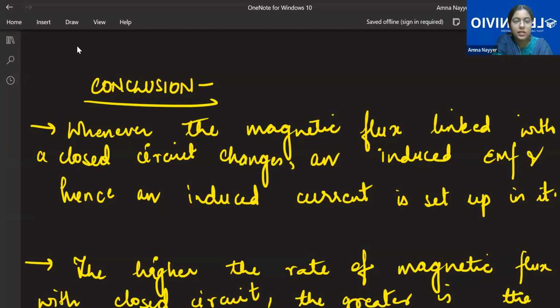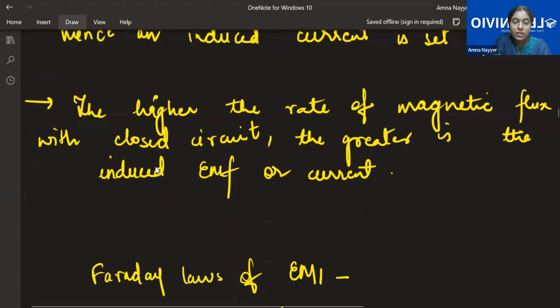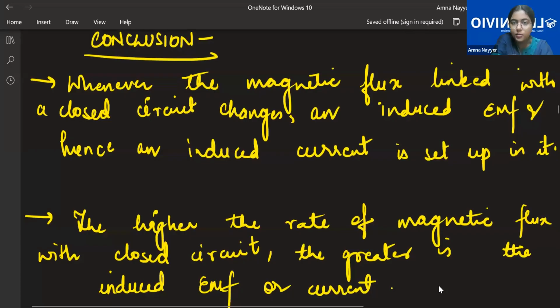So see what is the conclusion. Whenever the magnetic flux linked with a closed circuit changes, an induced EMF and hence an induced current is set up in it. Means magnetic flux changes, current and EMF will come. And the higher the rate of change of the magnetic flux with the closed circuit, the greater is the induced EMF or the current. This gives us a hint that the EMF depends on how the magnetic flux is changing. These are two conclusions based on which Faraday gave his law. These were the conclusions of the experiments he did. Now write down these statements, then let's see what Faraday's law actually is. Okay, write it.